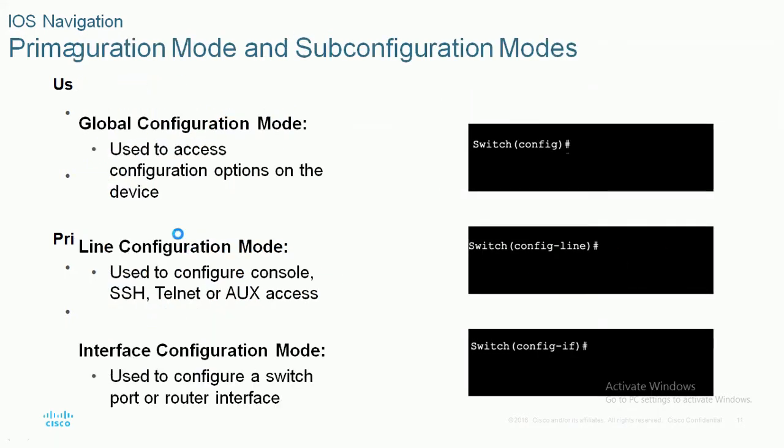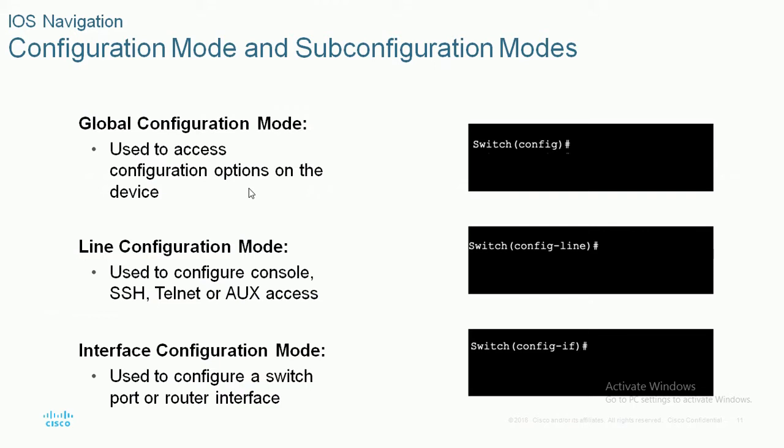And there is one more mode, that is global configuration mode. It is identified by config hash mode, that is, switch config hash mode. Global configuration mode is used to access configuration options on the device. If I want to do basic configurations, I can do them with the help of configuration mode only, not in the simple hash mode.